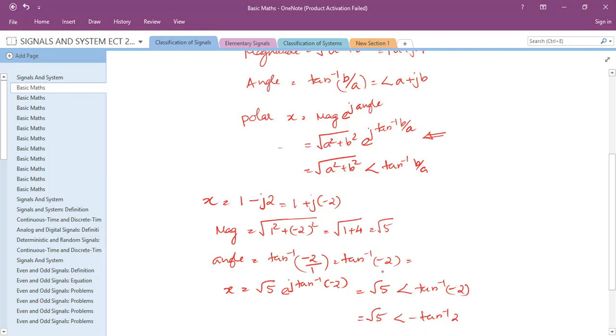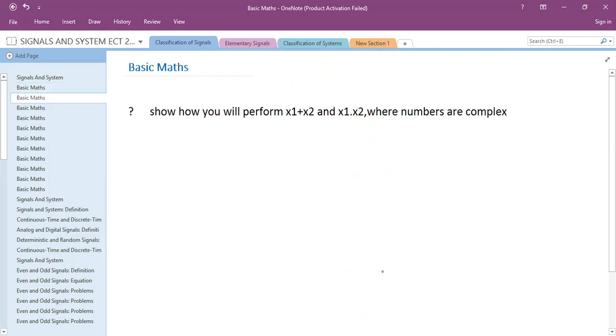Now we'll discuss the next area. How we can perform the addition and multiplication of complex numbers. For example, assume that x1 is equal to 1 plus j2 and x2 is equal to 2 plus j3. We need to perform addition and subtraction. So remember that when you want to perform addition or subtraction, we use the rectangular form, that is convenient.